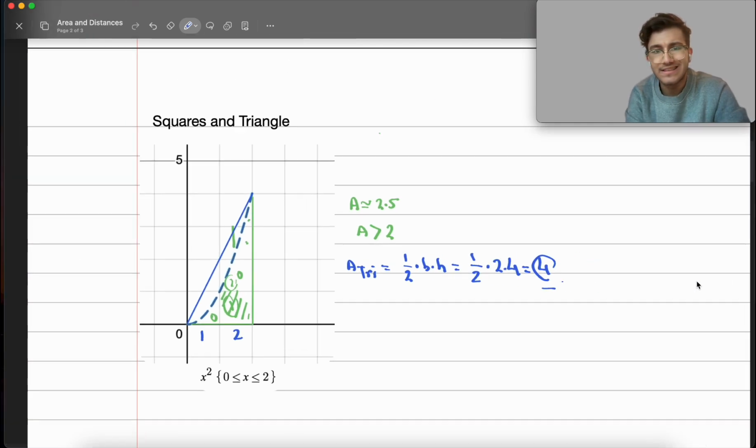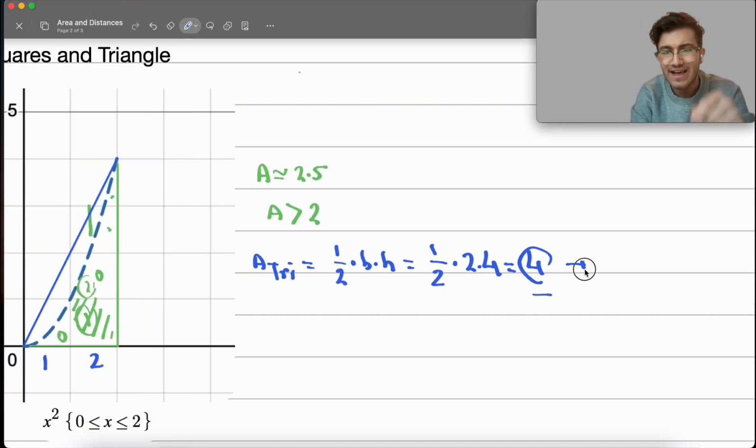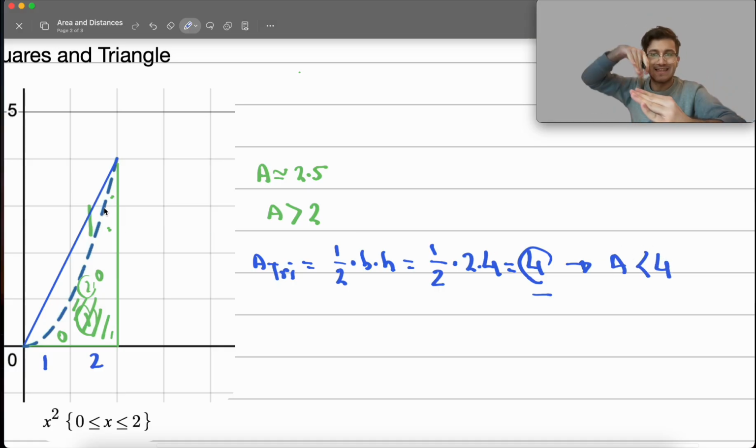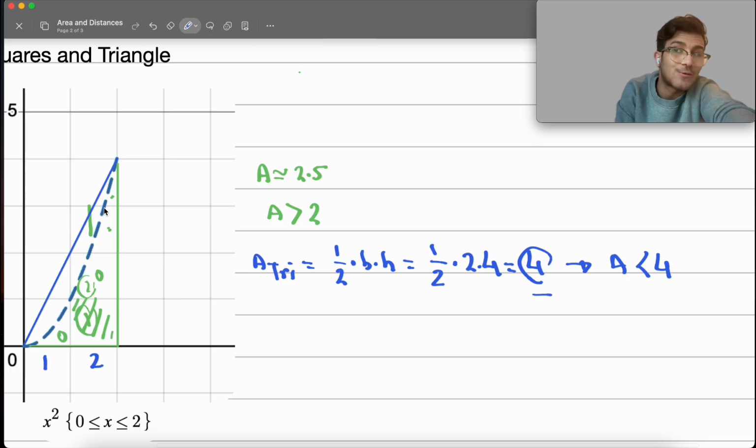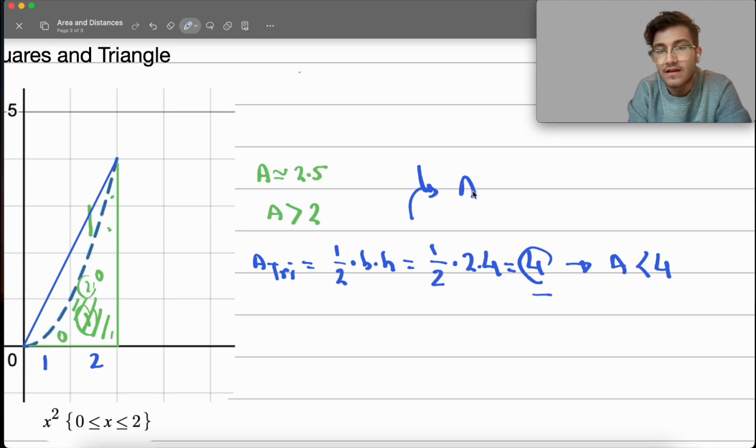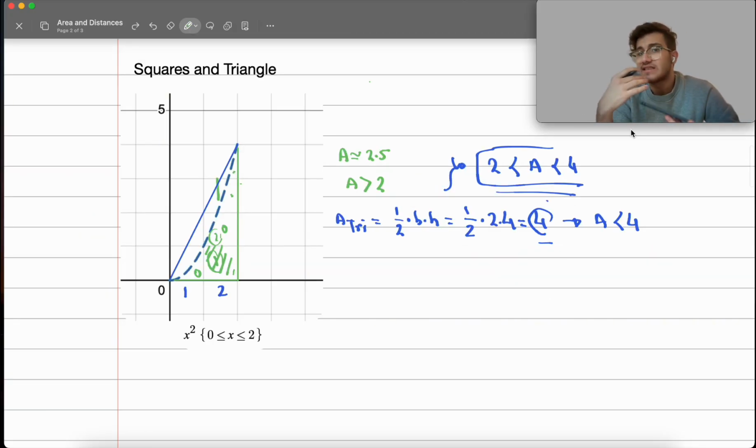Wow. So now I can say that the area is less than 4 because the graph is located just below the triangle. So I'm pretty sure that the area is less than 4. And on the other hand, we know the area is greater than 2. So I can conclude that the area of this graph is somewhere between 2 and 4. So we somehow estimated the range of the area under this graph by using this method.